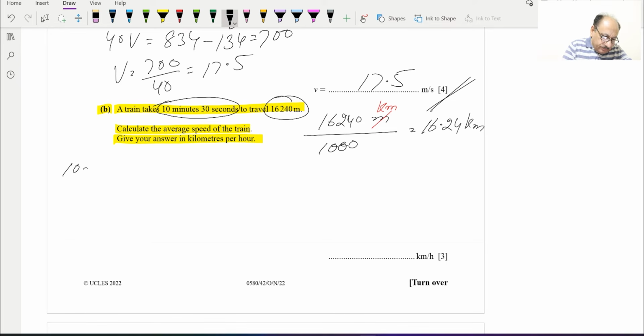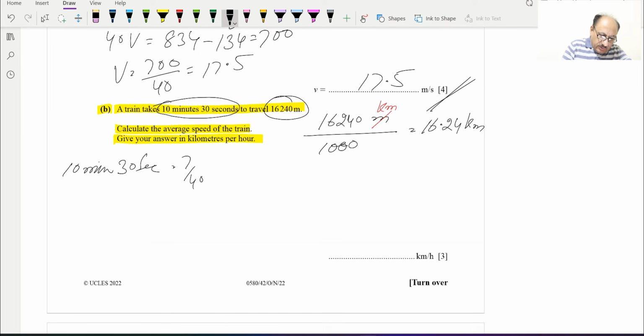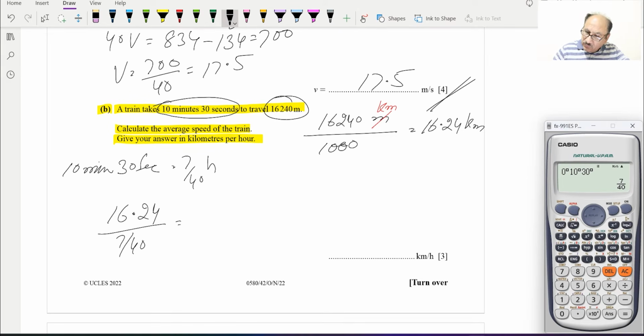Now time also we require in hours. We can change 10 minutes and 30 seconds, so you can just take 0 hours 10 minutes and 30 seconds, and the decimal value will be 7 by 40 hours. Now we can divide 16.24 divided by 7 over 40, and this will be speed.